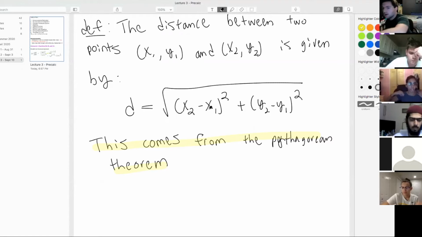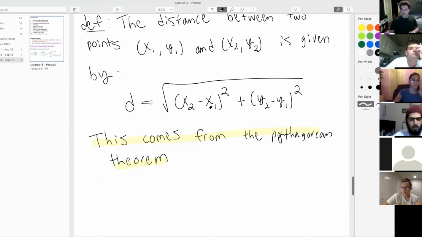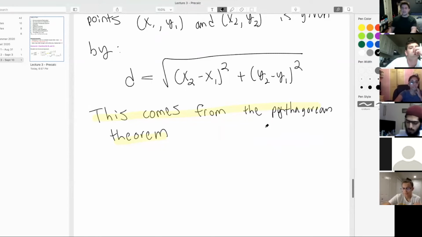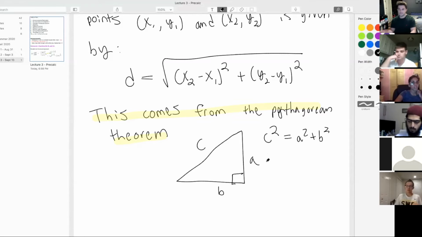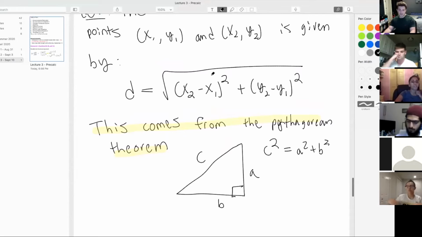Can you say that again? It comes from the hypotenuse over what? Yeah, so the distance formula comes from the Pythagorean theorem, and the Pythagorean theorem is the statement that given a right triangle with legs A, B, and hypotenuse C, we have the following equation: C squared is equal to A squared plus B squared. And the distance formula is motivated by the Pythagorean theorem. Oh, okay. That makes sense.